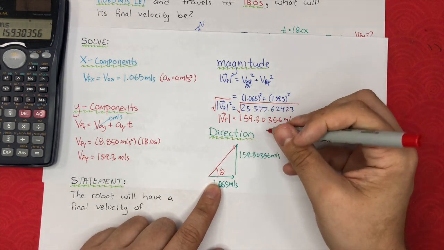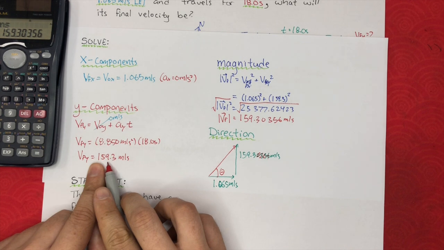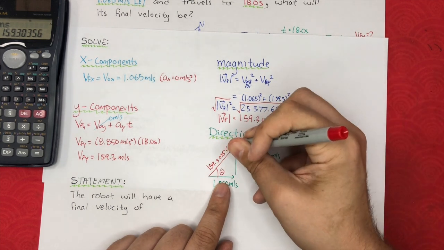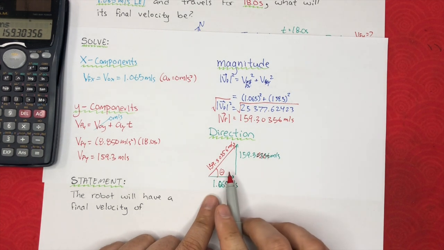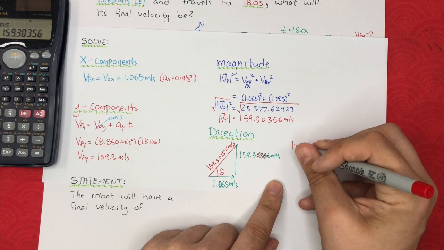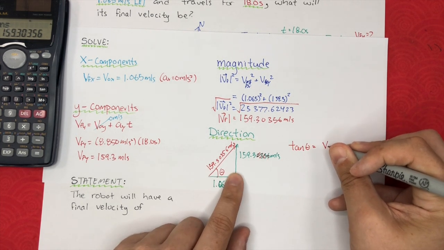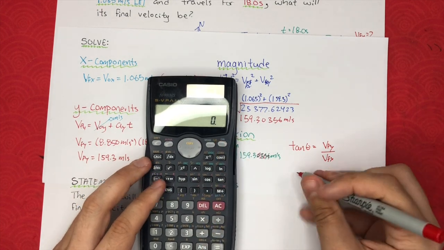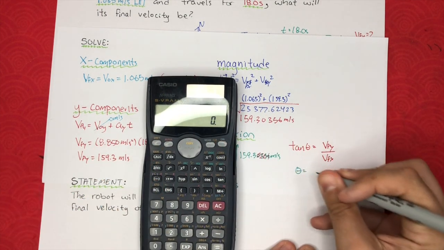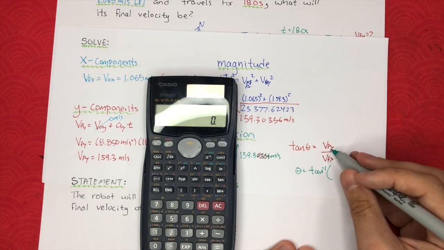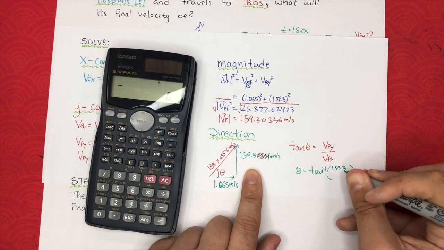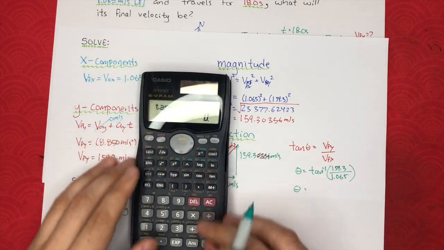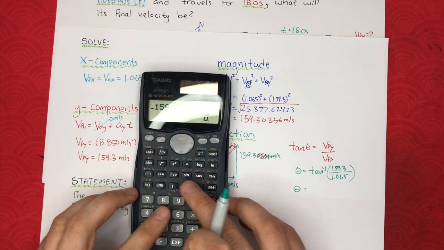We know that this is just going to be 159.3, that's the y velocity. This resulting vector is going to be 159.30356 meters per second. In order to find this, we're going to use the SOHCAHTOA rule, where the tangent of that angle theta is equal to the y velocity divided by the final x velocity. So if we put that into the calculator, what's it going to look like? Theta is going to be the inverse tan of this value. So VFY was 159.3 divided by 1.065. Therefore, theta is going to be the arctan of 159.3 divided by 1.065.